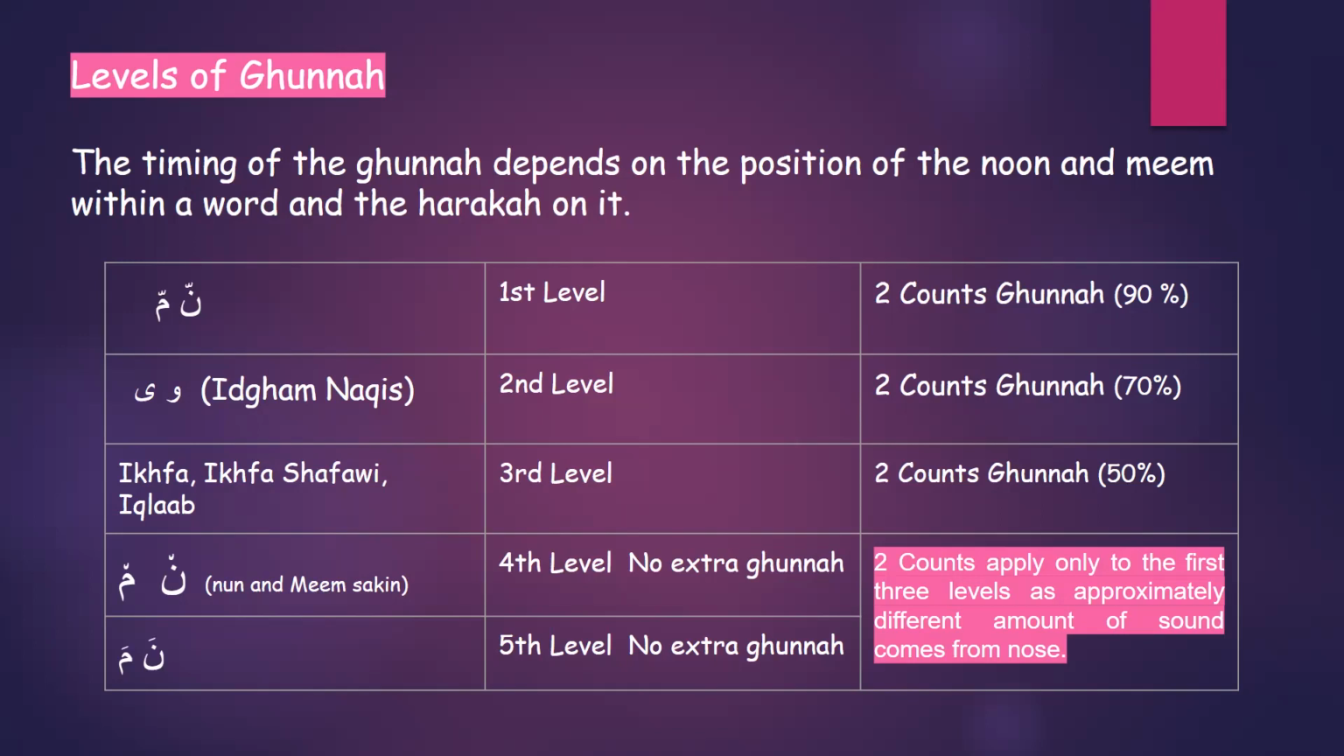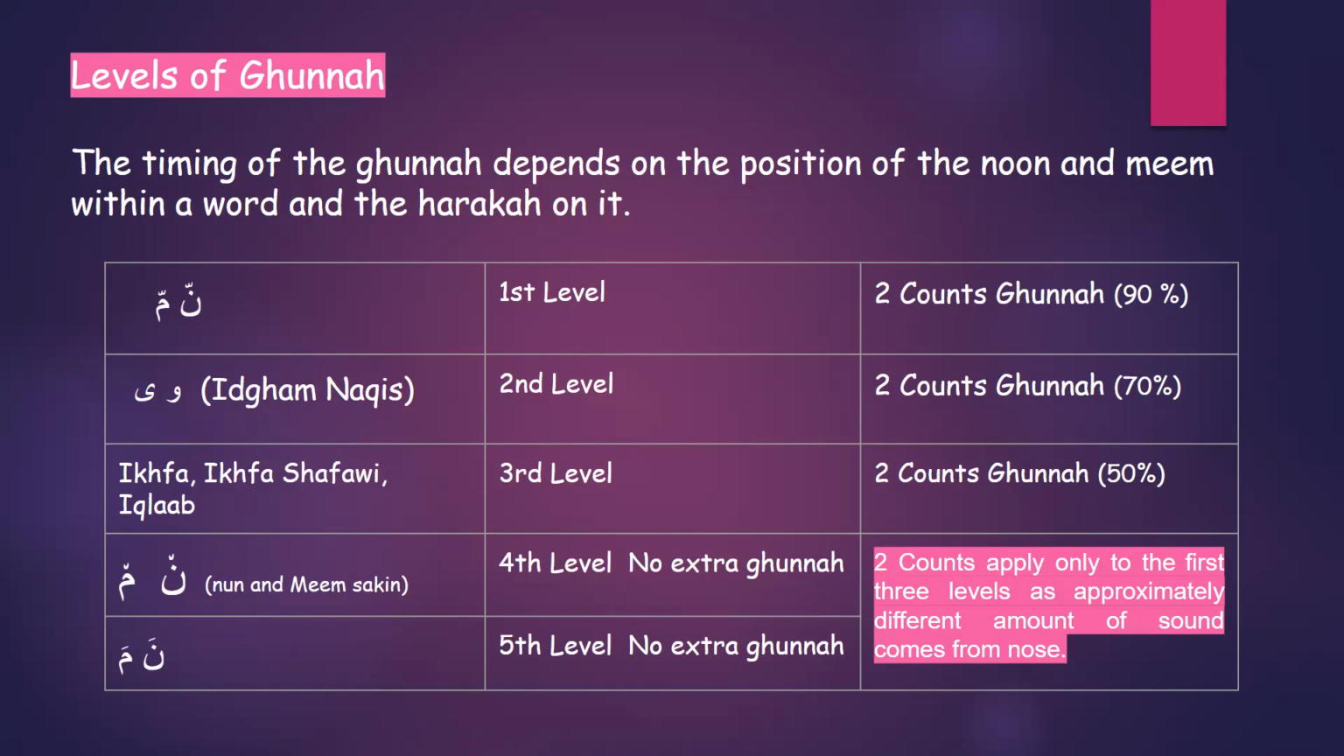Now the 2 counts ghunnah is counted in a way that the majority of the sound is coming from the nasal cavity. It says 90% of the sound is from the nasal cavity. Therefore, even though it's a 2 counts, the amount of sound that comes from the nasal cavity is 90%. So this is first level of ghunnah.